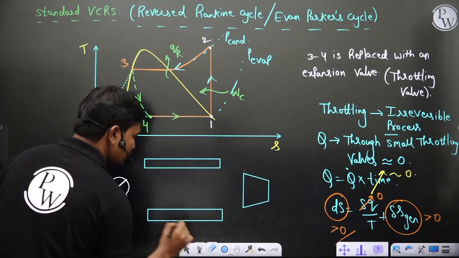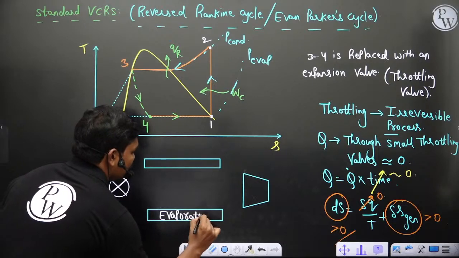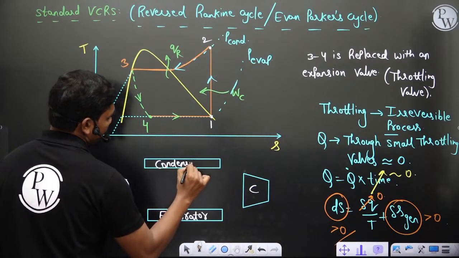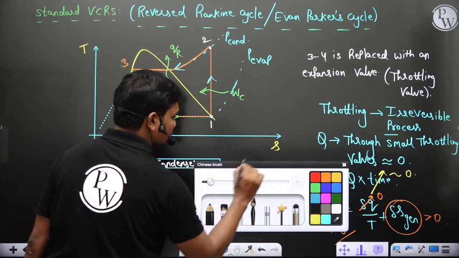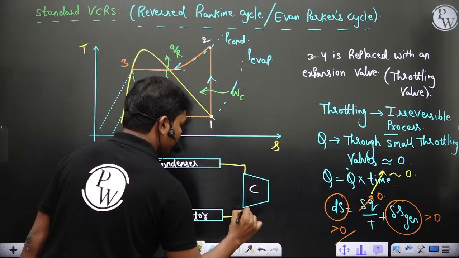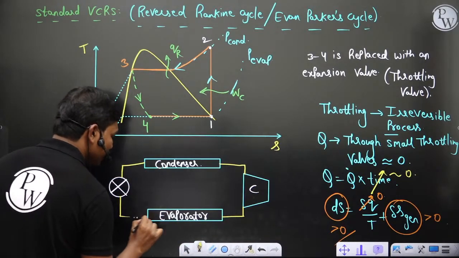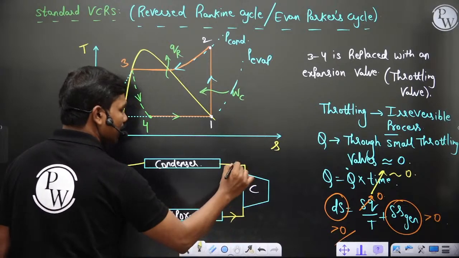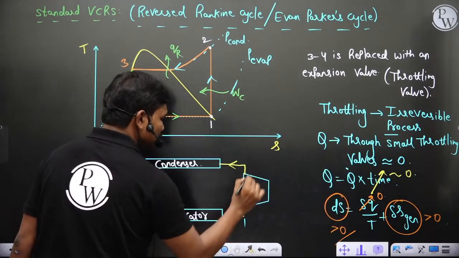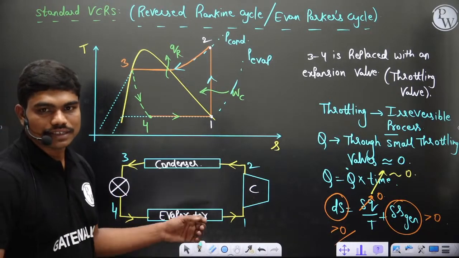Now clearly this is the evaporator, this is the compressor, this is the condenser, and clearly you can see that throttling is irreversible. So clearly this is the cycle, and if you put the numbers that I have kept on the top, this is 1, 2, 3 and 4. That's it. Okay, so this is how we have the cycle here.